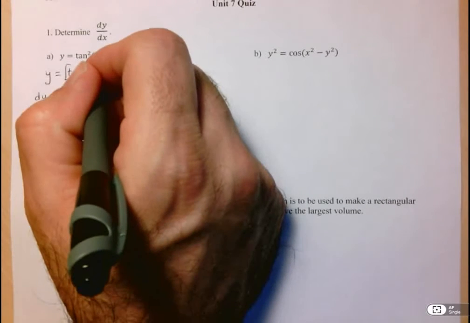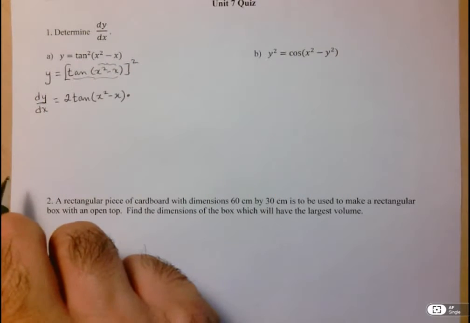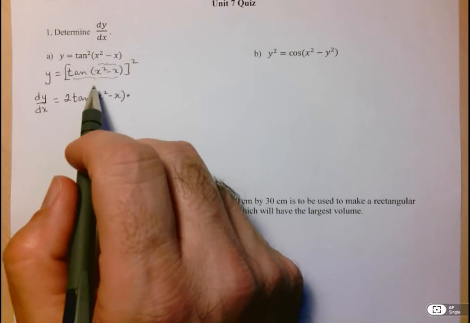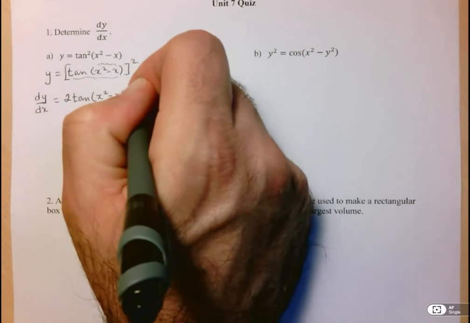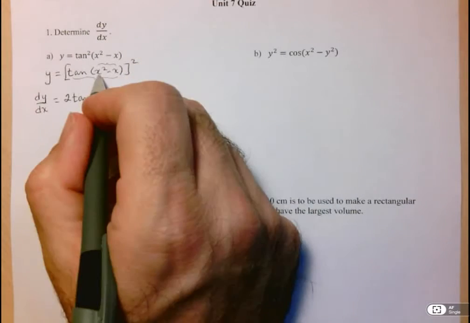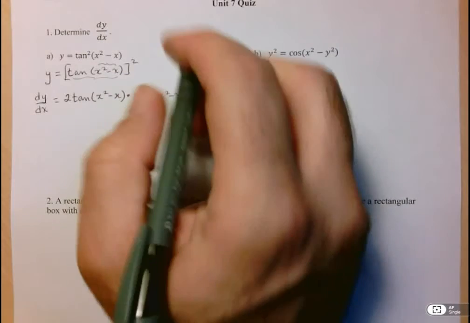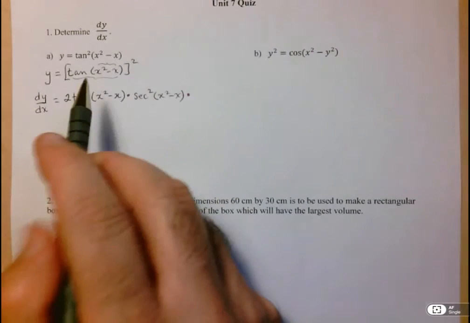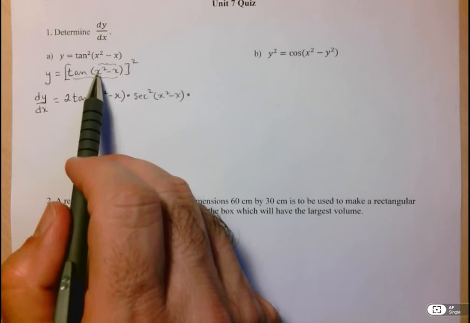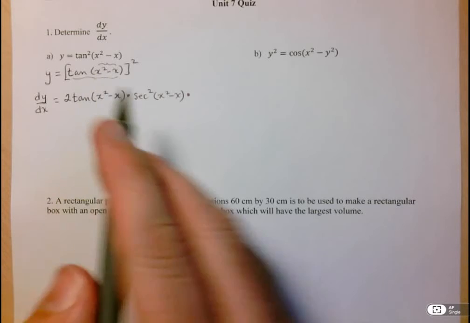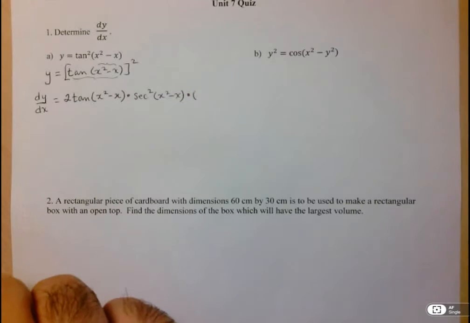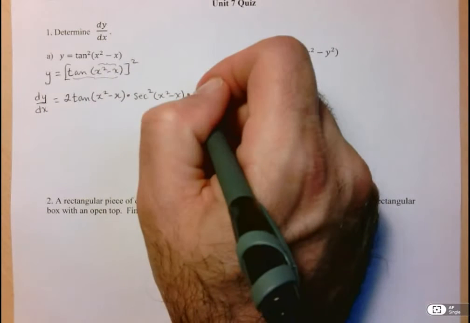This time, this is like our u. So the derivative of tan u is secant squared u, which in this case is secant squared of (x squared minus x). And then finally, I have to multiply by the derivative of x squared minus x with respect to x. That I can just do directly, so that's just 2x minus 1.